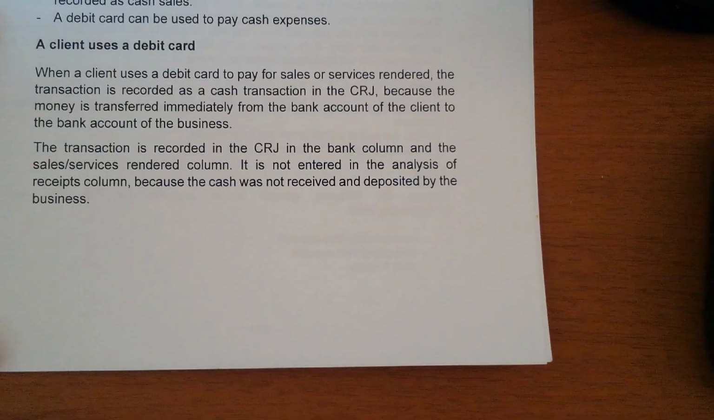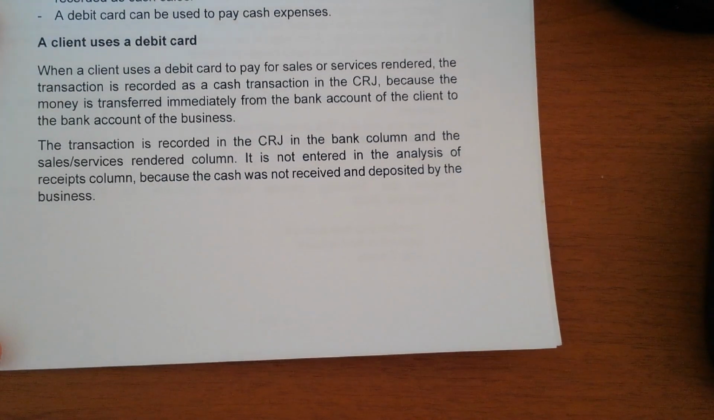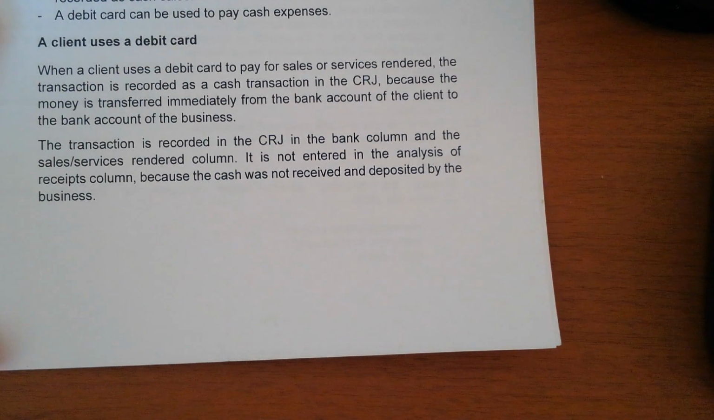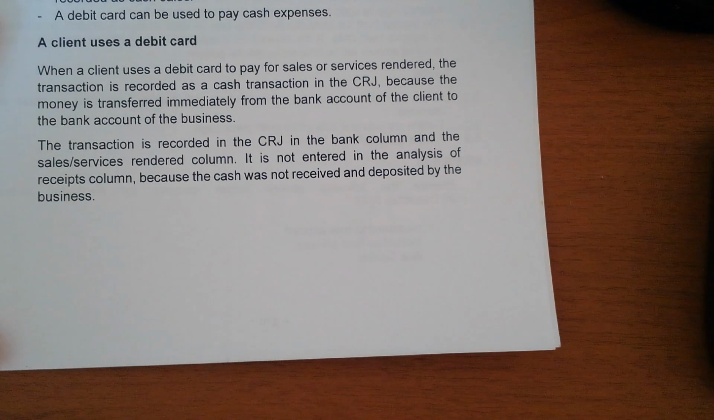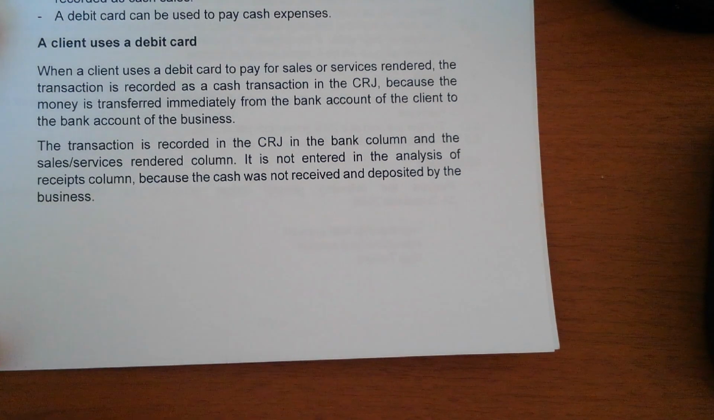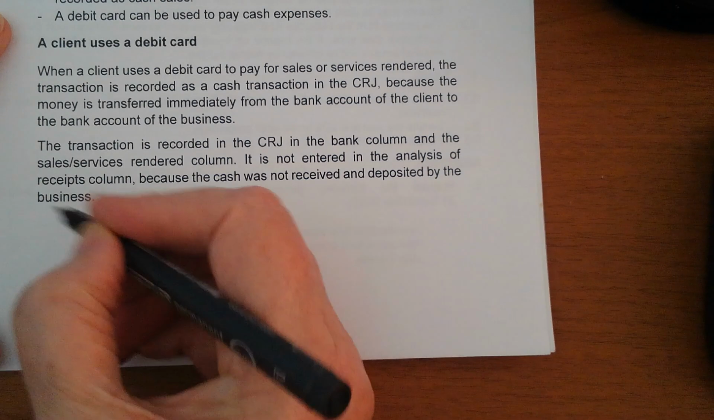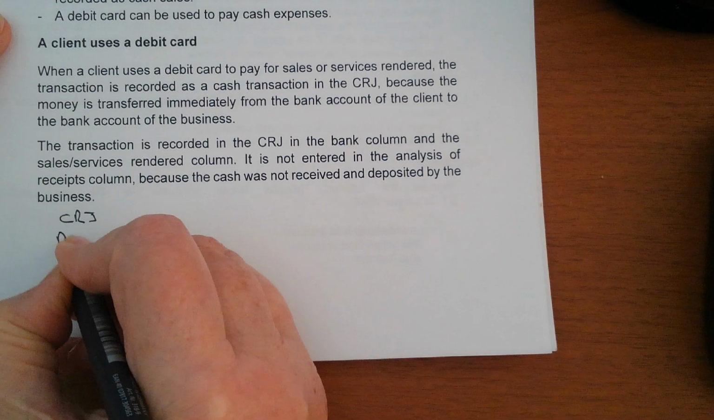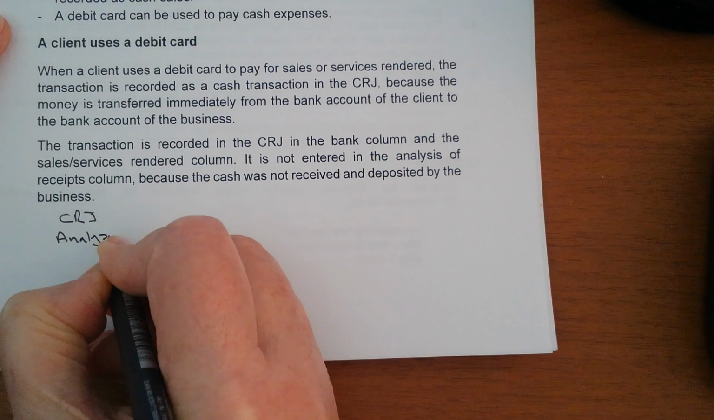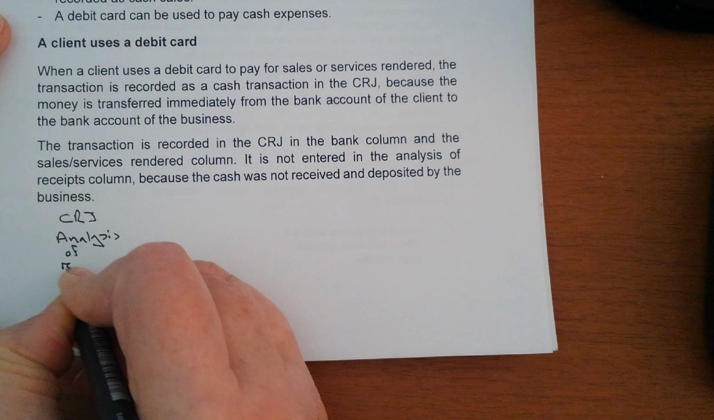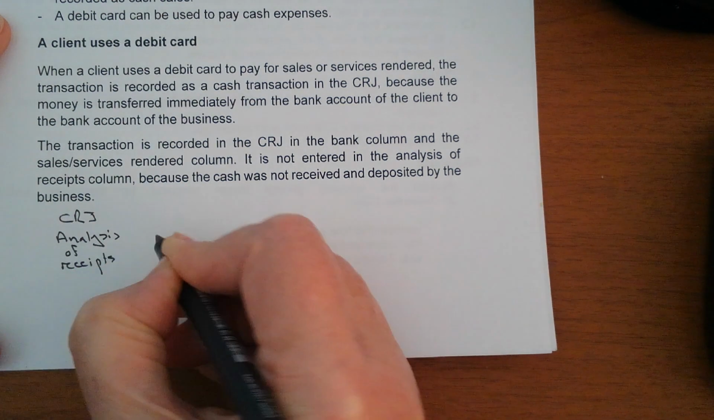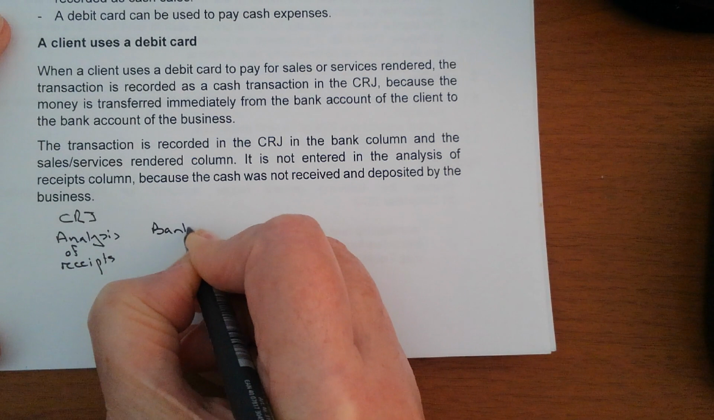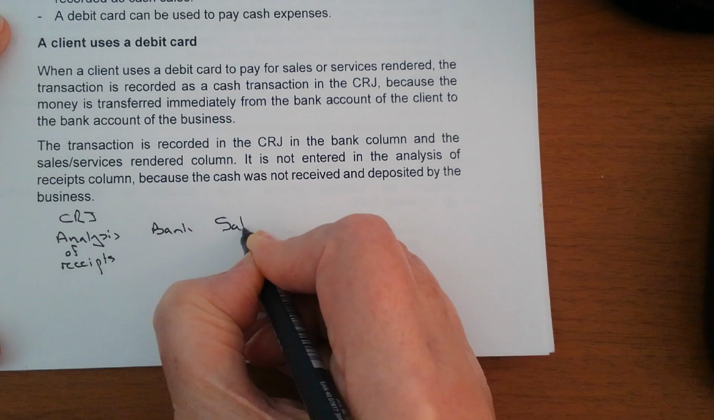When a client uses a debit card, what is the transaction that you will record? When they use a debit card for sales or for services rendered, it means that we will record it in the cash receipts journal. Now, if I look in my cash receipts journal, I have a column for analysis of receipts, and then I have a bank column, and then, for instance, sales and the other columns.